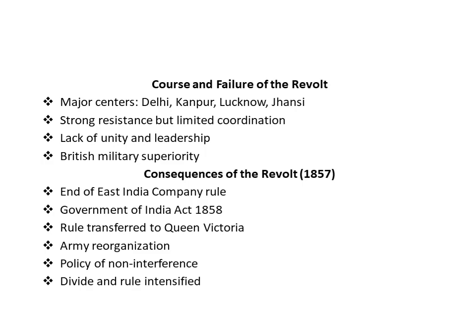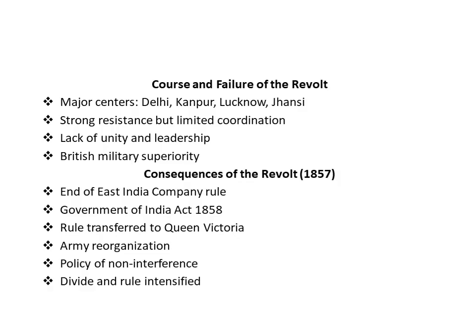The revolt spread to major places like Delhi, Kanpur, Lucknow, and Jhansi. Leaders like Rani Lakshmi Bai and Bahadur Shah Zafar played important roles. However, the revolt failed because there was no proper coordination among the rebels. There was also a lack of strong and unified leadership. At the same time, the British had better weapons and military organization. Even though the revolt failed, it had very important consequences.